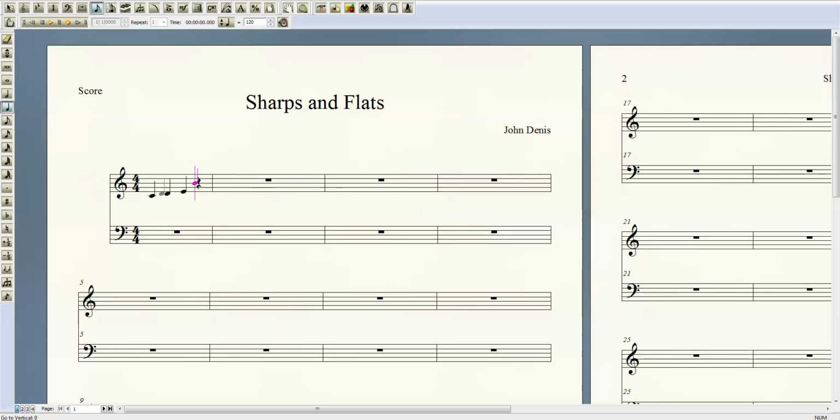So we have whole step, C to D, whole step, D to E, half step, E to F, the F to G is another whole step, G to A is another whole step, A to B is another whole step, so now those were three whole steps, and then B to C is a half step.